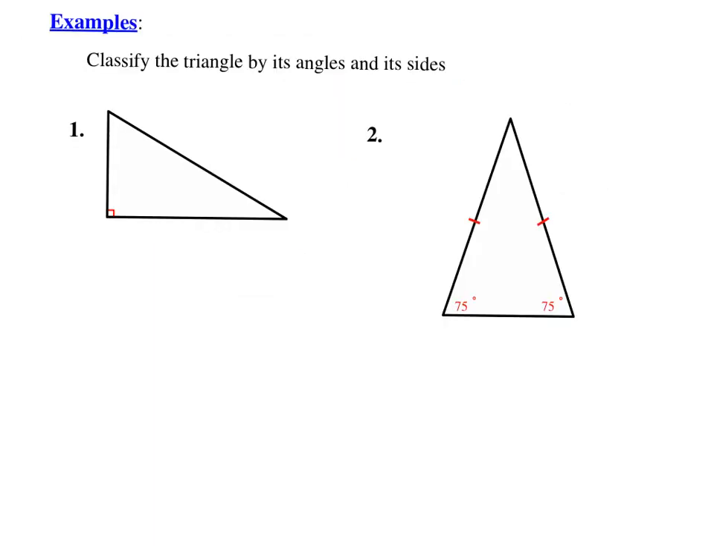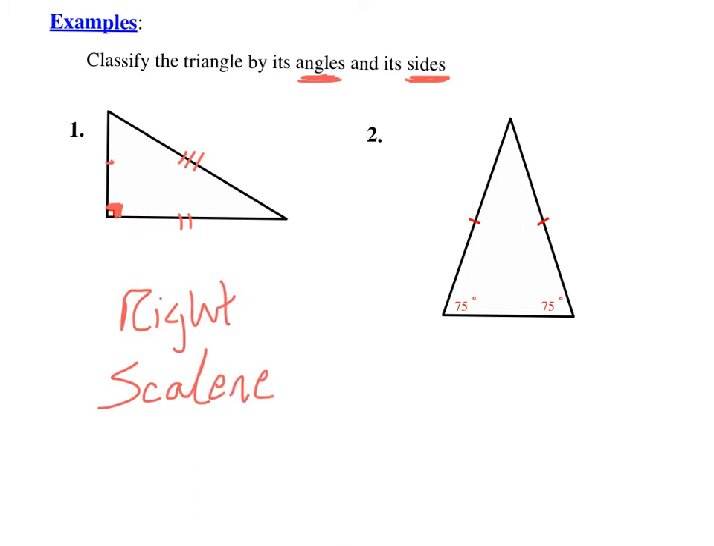For the next example, I'm going to classify the triangle by both its angles and its sides. In number one, it looks like right away I can see, okay, there's a right angle. So I know I'm dealing with a right triangle, but that's only half of it. That only counts for the angles. I have to say something about the sides. Well, in this case, none of the sides are marked, so I'm going to assume that all three side lengths have a different measurement. So in that case, I'm going to say it's also scalene. So it's a right scalene triangle.